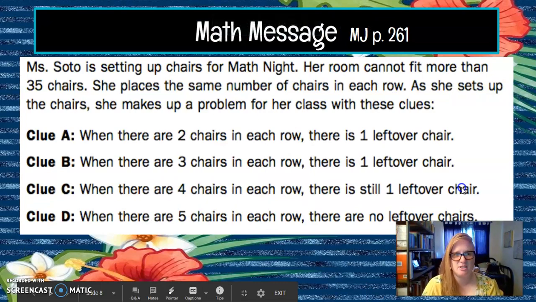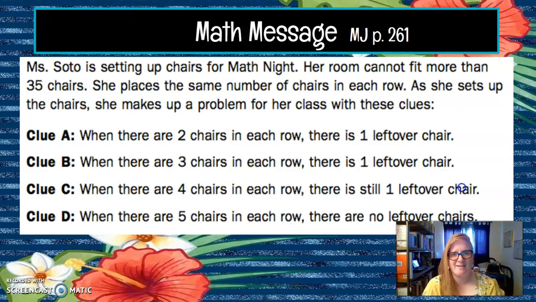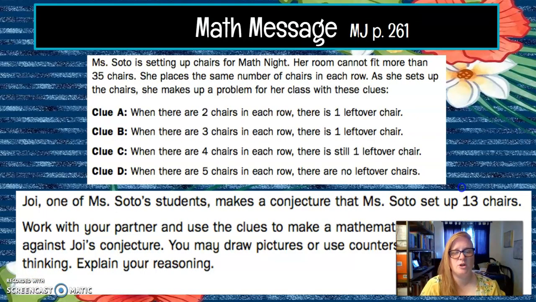Okay, so here's our math message today. Miss Soto is setting up chairs for math night. Her room cannot fit more than 35 chairs. She places the same number of chairs in each row. As she sets up the chairs, she makes up a problem for her class with these clues. Clue A, when there are 2 chairs in each row, there is 1 leftover chair. Clue B, when there are 3 chairs in each row, there is 1 leftover chair. Clue C, when there are 4 chairs in each row, there is still 1 leftover chair. Clue D, when there are 5 chairs in each row, there are no leftover chairs. So those are our clues.